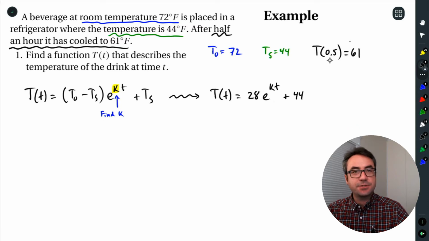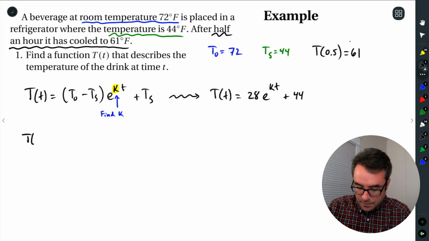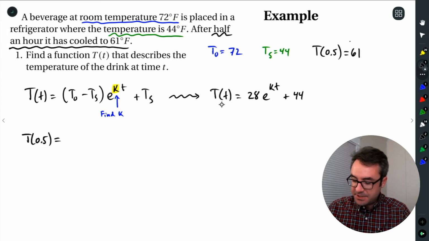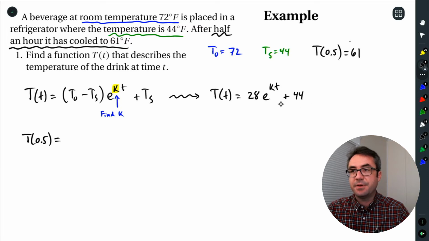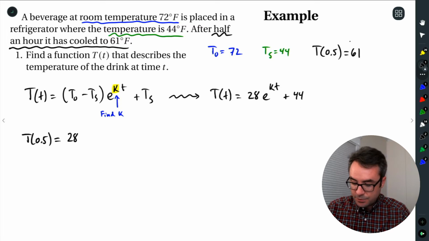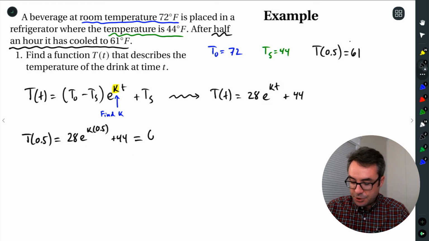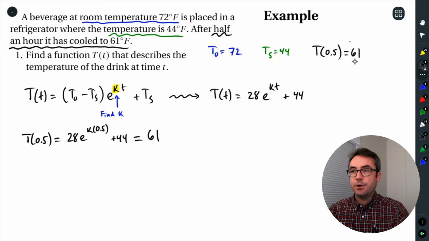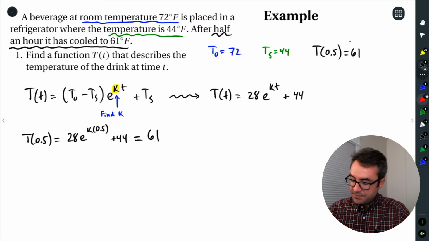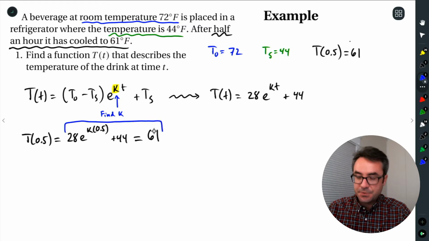And now we want to use this extra information that we know. We've taken a measurement here that when we plug in 0.5 into this equation, we should get 61. So let's actually do that. Let's see what happens when we plug 0.5 into this equation. So we're going to get 28 e raised to the k times 0.5 plus 44. And doing this, we should get out 61. So we've plugged 0.5 into here, and we know we should be getting out 61. So this gives us an equation that we can then use to find k.